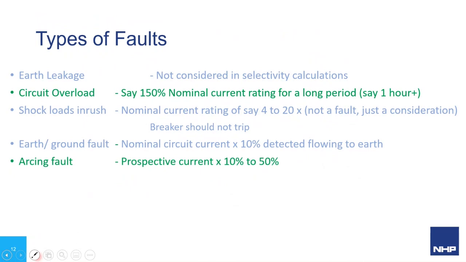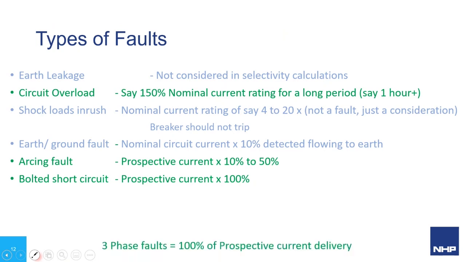We look at arcing fault. Arcing fault generally has a prospective fault current to detect between 10 and 50% of the prospective fault current. And bolted short circuits, worst case scenario, we can expect a prospective fault current of 100% of the potential.